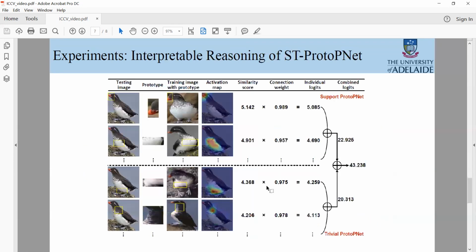While the trivial prototypes not only focus on the bird region, but also focus on some irrelevant background regions. And in this figure, we show an example of the reasoning process of our method. For example, in the support ProtoPNet branch, our method compares the input image with the support prototypes and generates the logit from the support branch. And the same process will happen in the trivial branch and generate the trivial logit. The two logits are summed to generate the final classification logit.